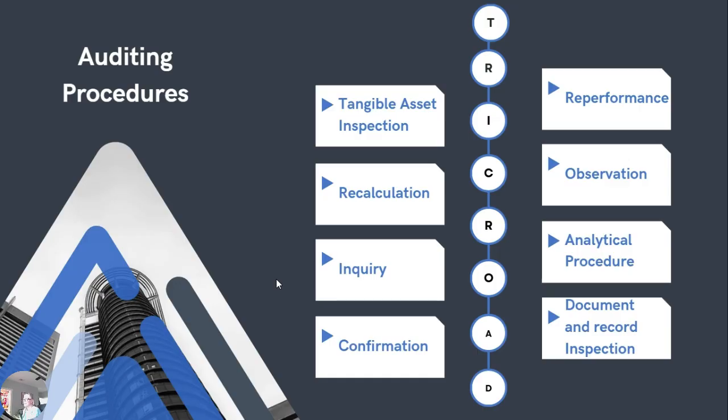The last one, document inspection, is the one that is the most heavily utilized. So, looking at documents or records and verifying what they are stating, and comparing that to the trial balance or the general ledger, to make sure that everything has been recorded completely and accurately and everything actually occurred. So, those are our various audit procedures.